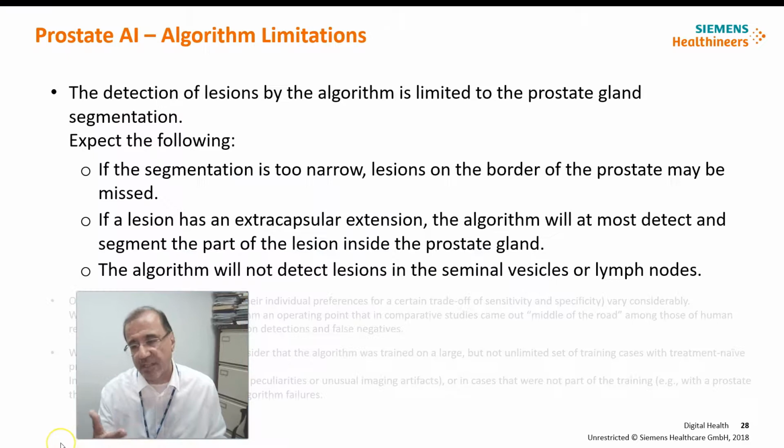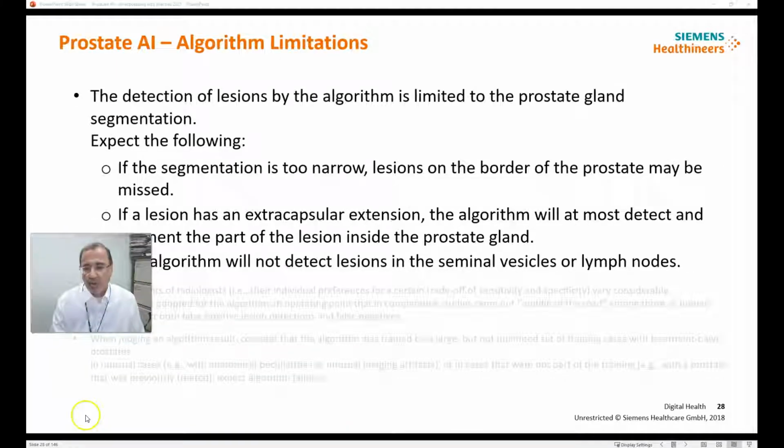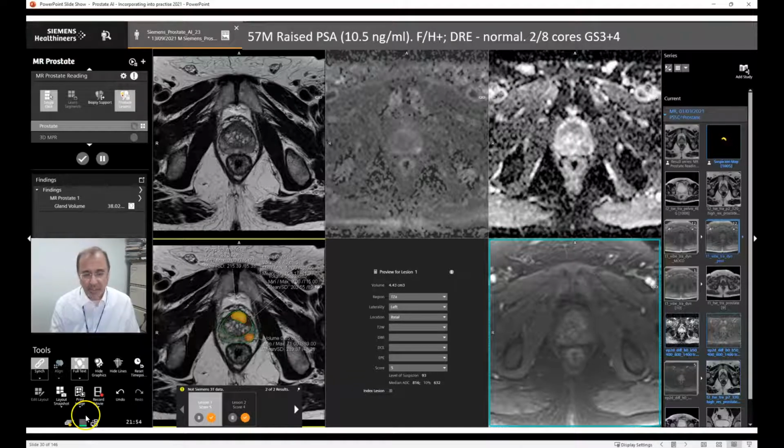And in fact, if you read the manual for this software, you'll see that the detection of the algorithm is limited to the prostate gland. If a lesion has extracapsular extension, the algorithm will detect mostly what is inside the prostate gland, and the algorithm will therefore not detect lesions in the seminal vesicles or the pelvic lymph nodes, and this is just in the performance characteristics of the algorithm. Let's look at the next case.